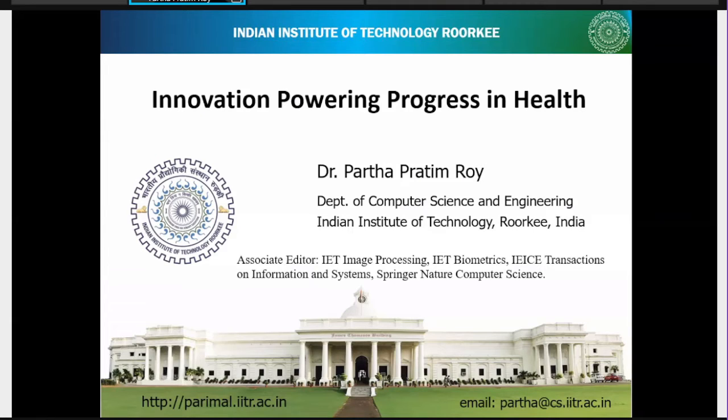So we will be discussing one specific field on healthcare. As you know, there are actually many areas in research communities people are exploring for healthcare. It could be image processing, it could be sensor-based analysis, data mining, many areas. I'll be focusing on brain-computer interface for healthcare.